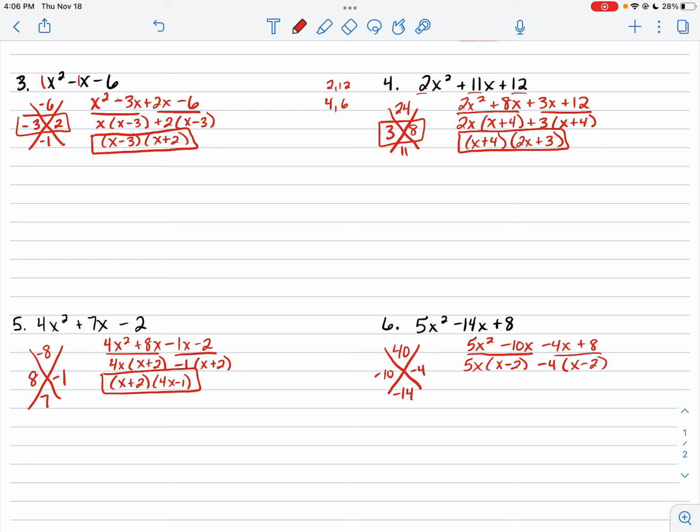So now the parts that are in parentheses are the same, so I can take out that x minus 2, and I would be left with 5x minus 4. And that's it for factoring trinomials.